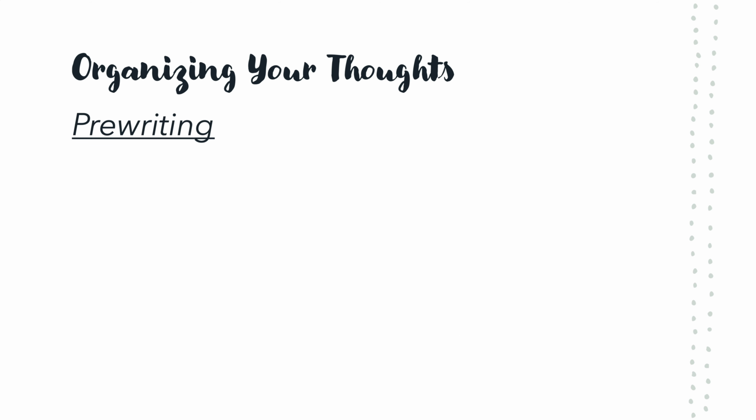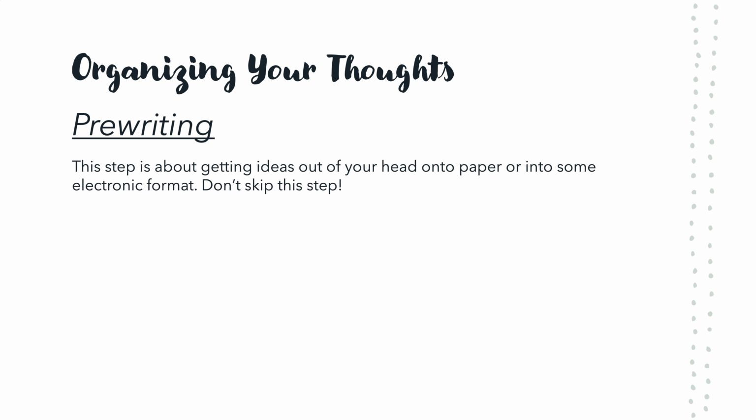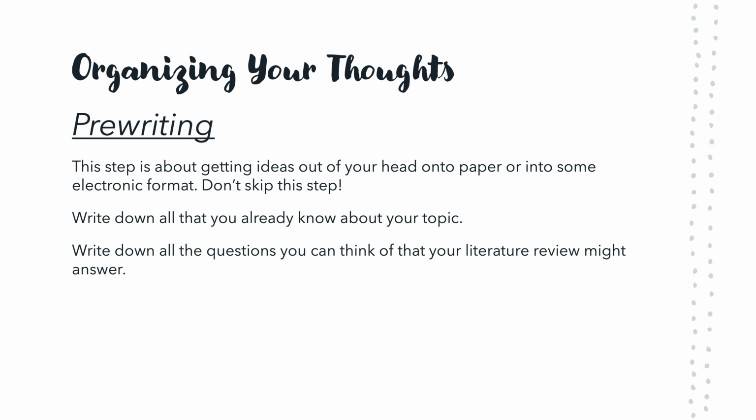The first step is pre-writing. This step is about getting ideas out of your head and onto paper or some electronic format. Don't skip this step. Some people have called this brainstorming, and that's one way that you could do it. You could just do a brain dump, which is just writing everything you already know about the topic.